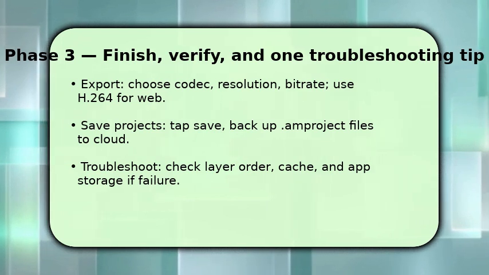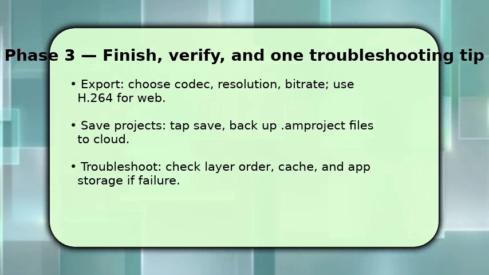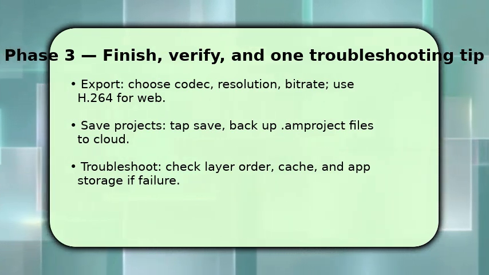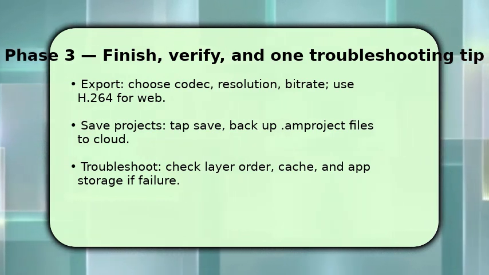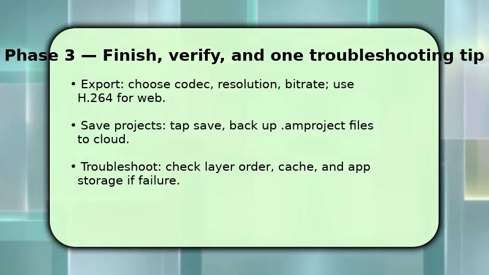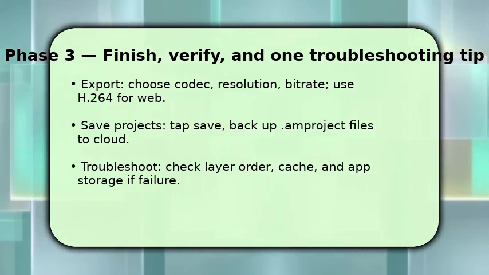If export fails, check common causes. Layer order conflicts, insufficient cache, or low app storage. Clearing cache and restarting Alight Motion often resolves issues. If a specific clip causes errors, temporarily mute or remove it, export, and then reintroduce it to isolate the problem.